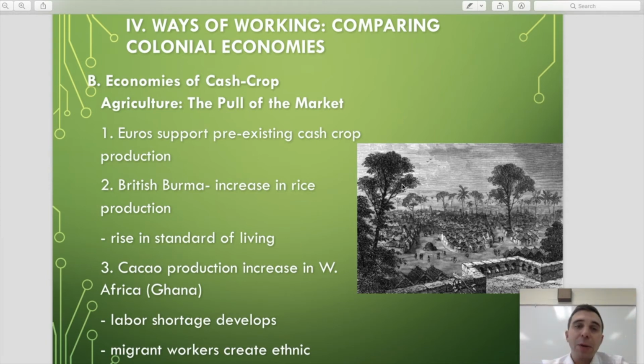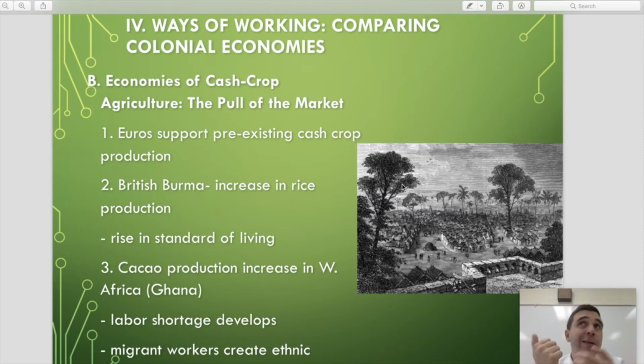Example I can give you here is going to be Burma. What happens in Burma is that the British support an increase in rice production. Now, we already know Southeast Asia is pretty good at rice production, thanks to, in earlier times, the integration of Champa rice, helping the Chinese population grow so much in that Sui, Tang, Song era of Chinese dynasties. And so basically the British help increase rice production.